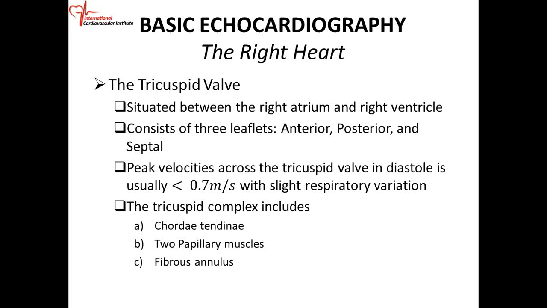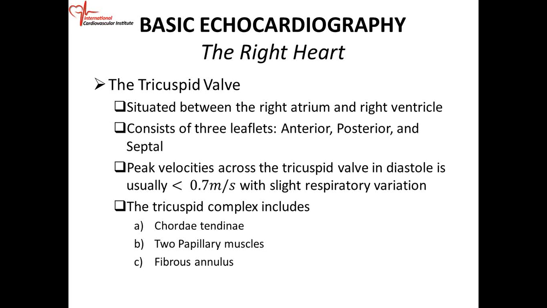slight respiratory variation. So it wouldn't be unreasonable to set an exam question and ask you to distinguish if this is the tricuspid inflow or the mitral inflow. What they will do in a question like that is to give you the E and the A, but show significant respiratory variation, and also give you lower velocities. Across the tricuspid valve, the velocity is going to be lower, and you'll have more respiratory variation. That would distinguish the tricuspid or the right-sided valve from the left-sided valve.